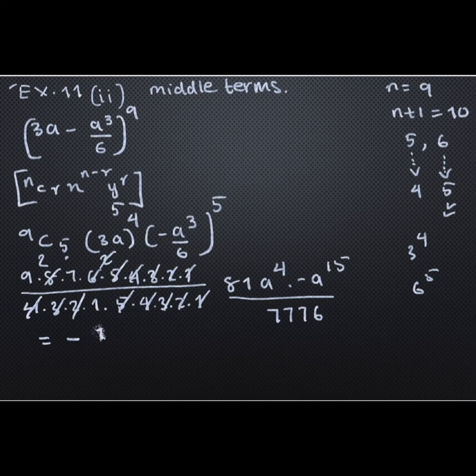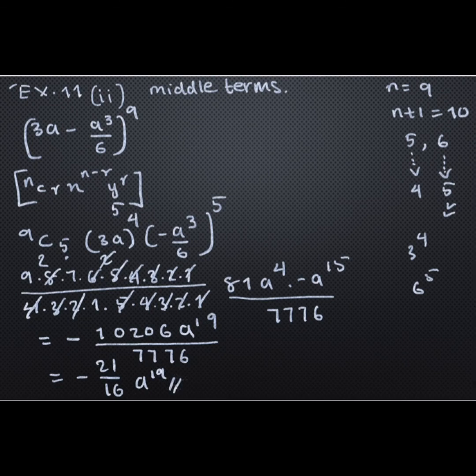So multiplying all this we get 10206. Okay, so I'm multiplying all together and adding the powers. We have a to the power 19, over 7776. Okay, when we divide we get negative 21 over 16 a to the power 19. So this is how we get it. Very simple, you just have to know the formula.